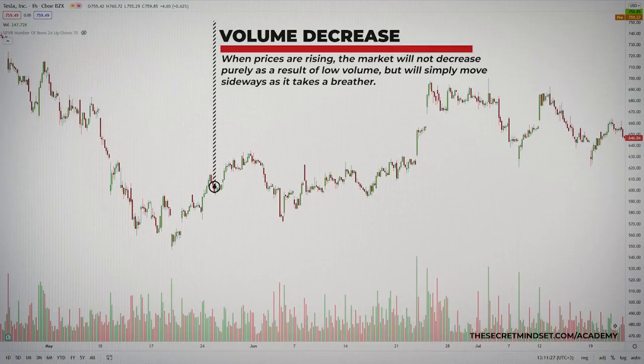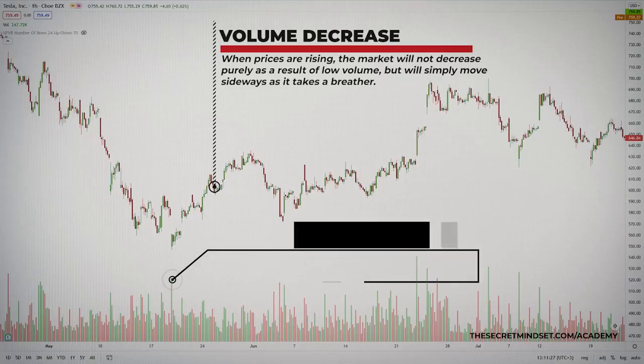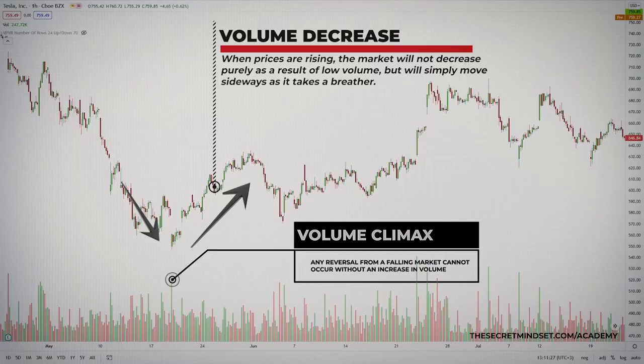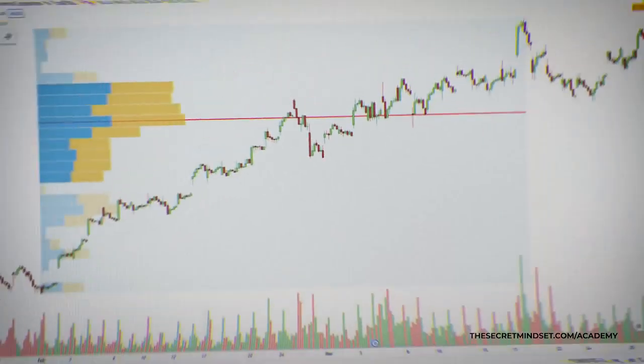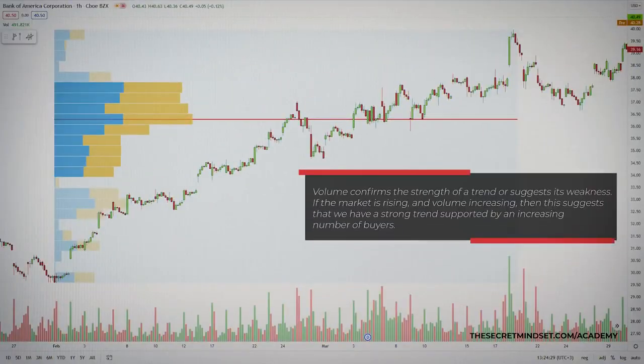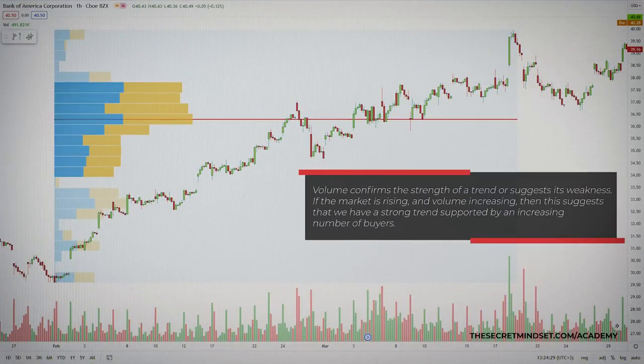When prices are rising, the market will not decrease purely as a result of low volume, but will simply move sideways as it takes a breather. Conversely, any reversal from a falling market cannot occur without an increase in volume, and is sometimes also referred to as a volume climax.